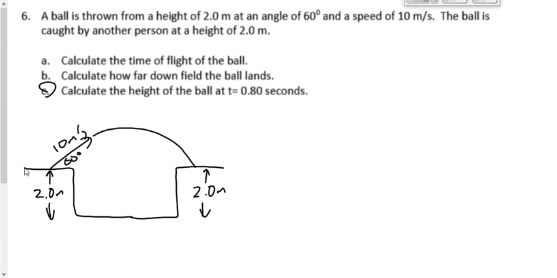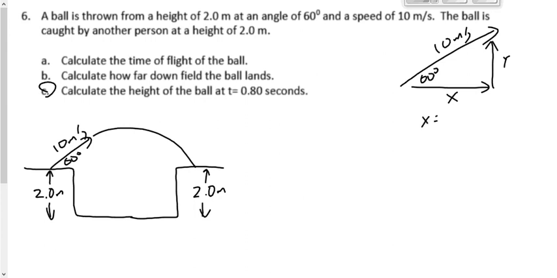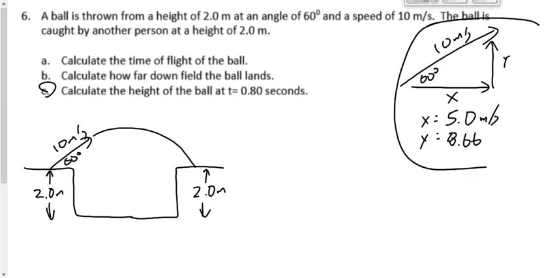We got a funny angle. We got to get rid of this. 60 degrees, 10 meters per second. We're going to say x is equal to 10 cosine 60, which is 5, I think, isn't it? 5.0? And y is 10 sine 60, which is 8.66 meters per second. And cosine for x, sine for y.